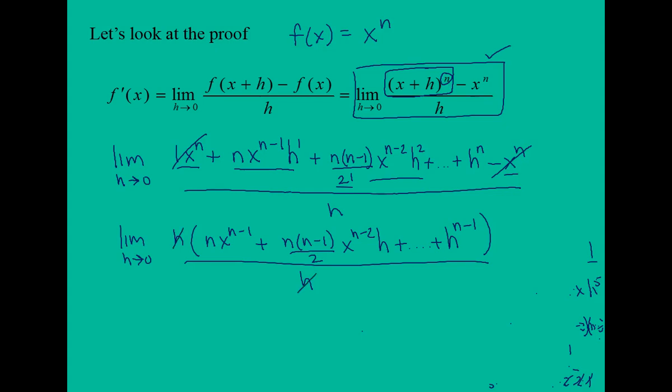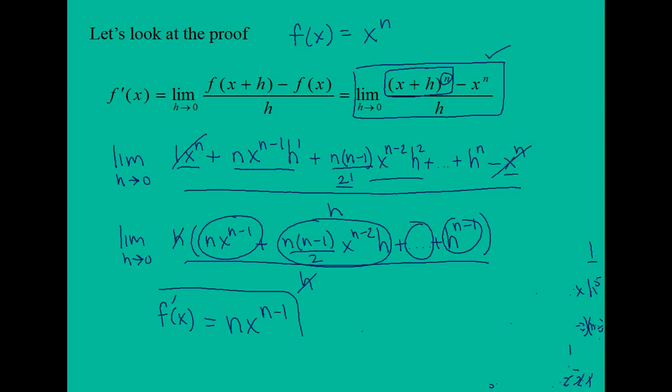Now we can see the h's reduce. Notice that each term in what's left, except the first term, has an h. This has an h in it. That would go to 0. All of these terms in between have h's. Those would go to 0. This goes to 0. So what do we have left? Well, we have this. It doesn't have any h in it. So we would just have n times x to the n minus 1. And there we have found our derivative, f prime of x. And that's the proof for finding the derivative of any function in the form of x to the n power.